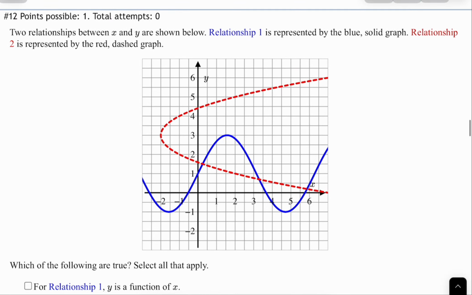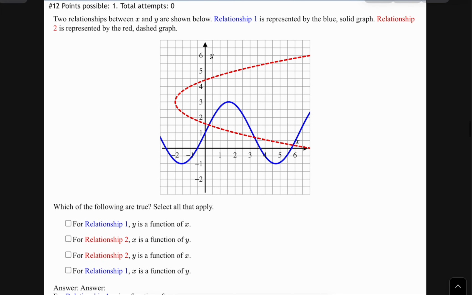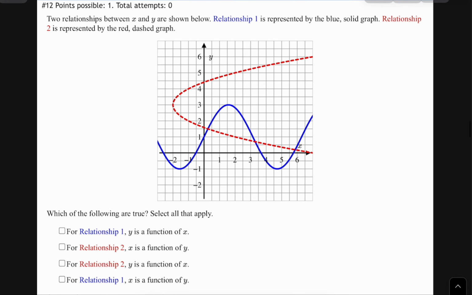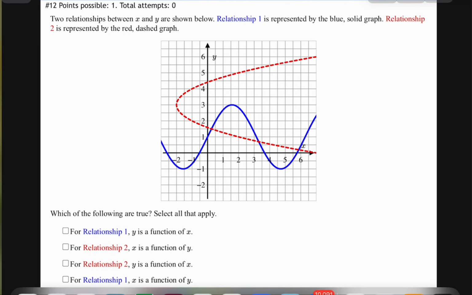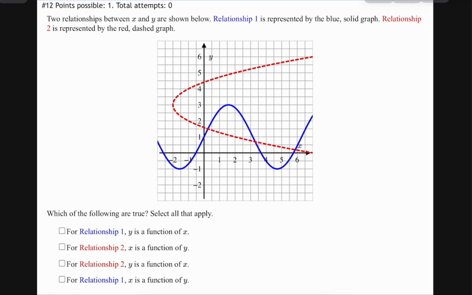Let's look at 12. It says, 2 relationships between x and y are shown below. Relationship 1 is represented by the blue solid graph. Relationship 2 is represented by the red dash graph. And they're asking, are they functions of x or are they functions of y?